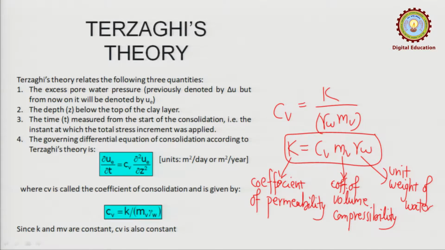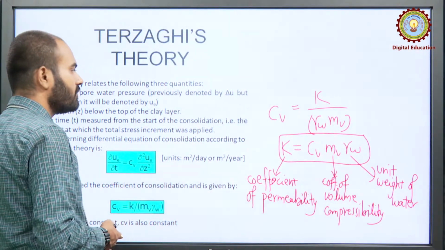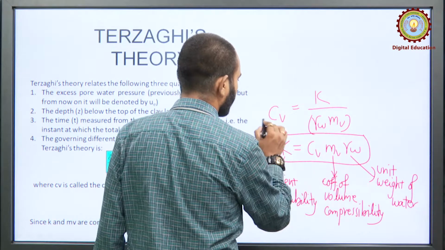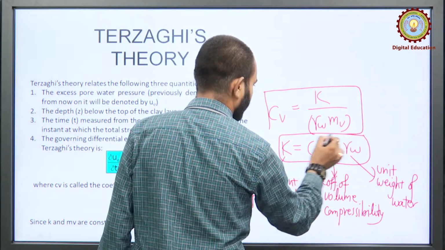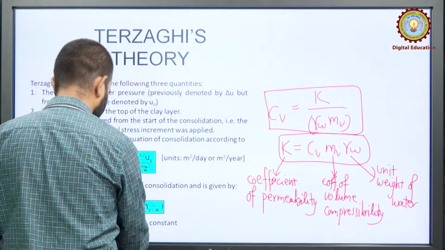So, these are all the parameters which are used in the equation. From this also we can find the value of CV. This is also an important formula. Okay. This one.